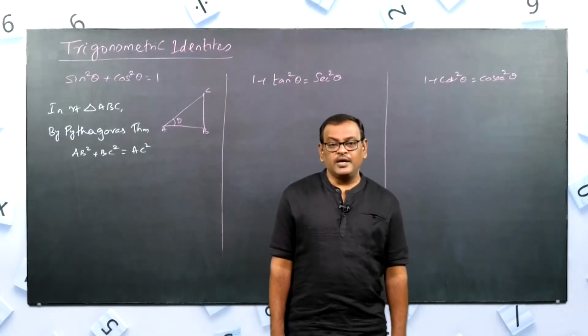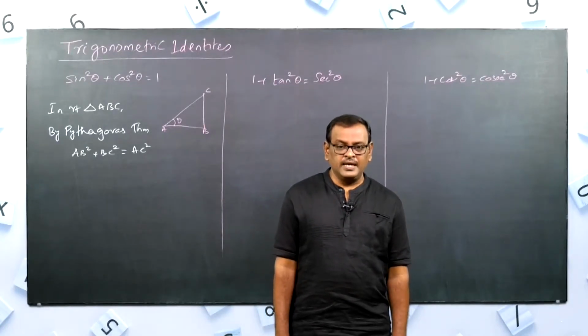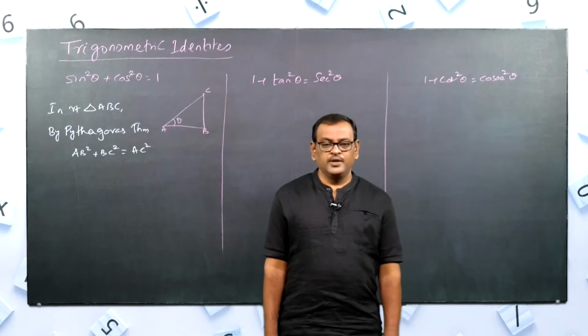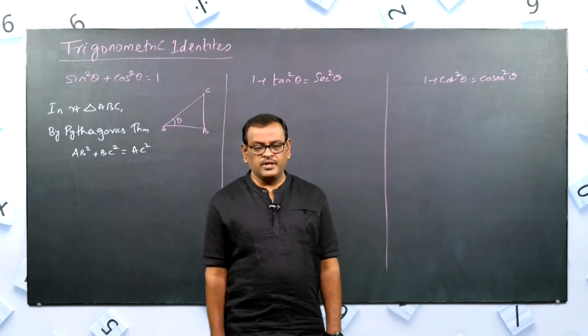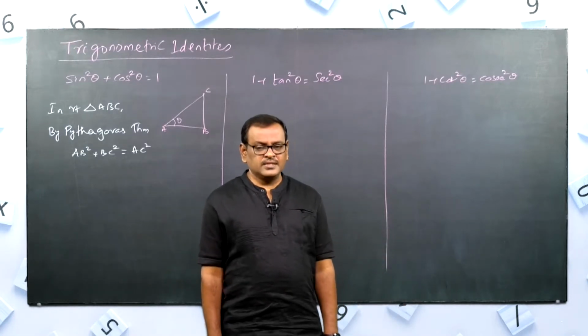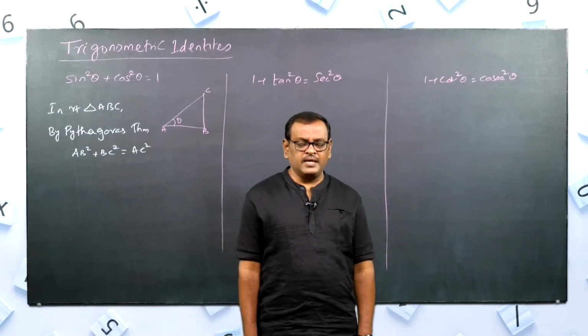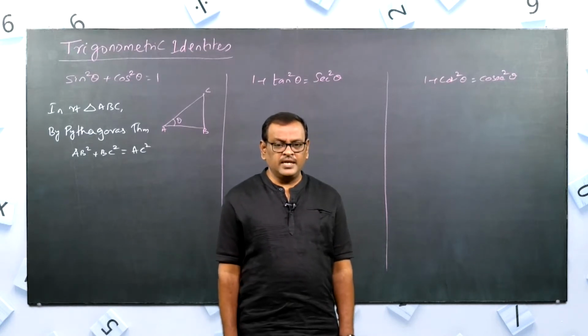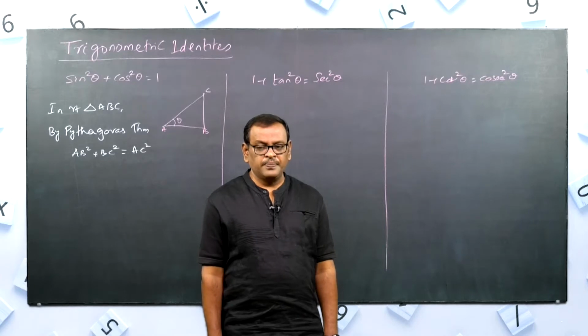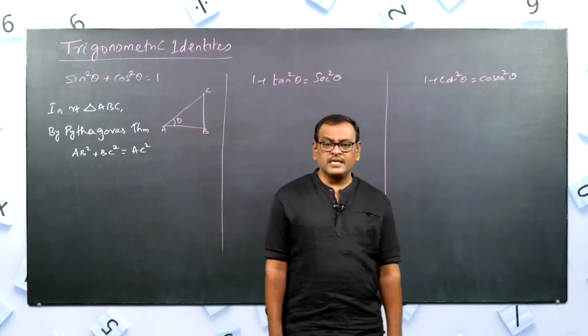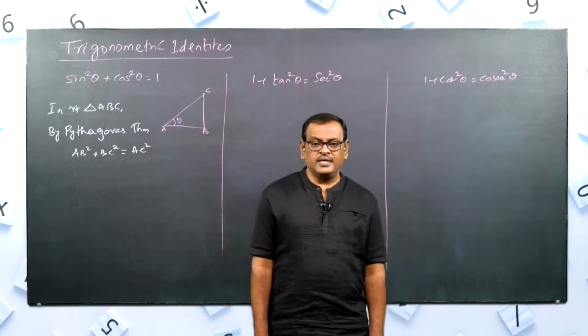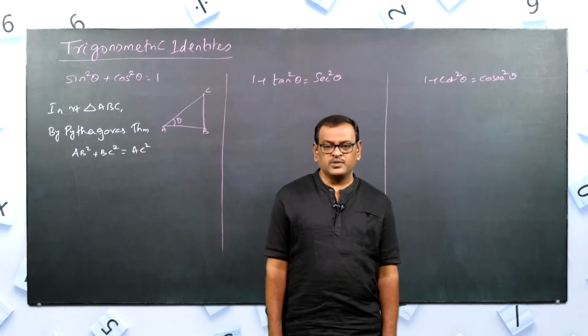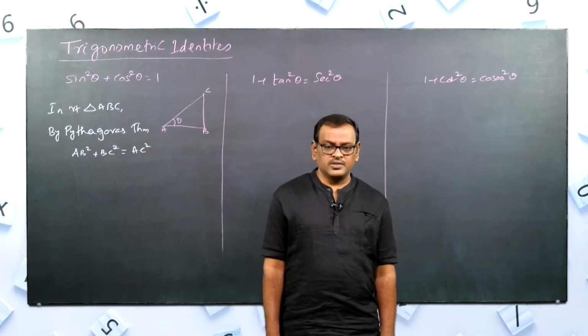Hello students, now I am going to teach trigonometric identities, basic concepts, and using these identities how to prove trigonometric identity problems. In this concept you have three basic identities. One is sin square theta plus cos square theta equal to 1. The second identity is 1 plus tan square theta equal to secant square theta, and the third identity is 1 plus cot square theta equal to cosecant square theta.